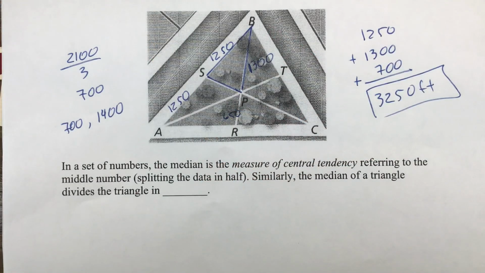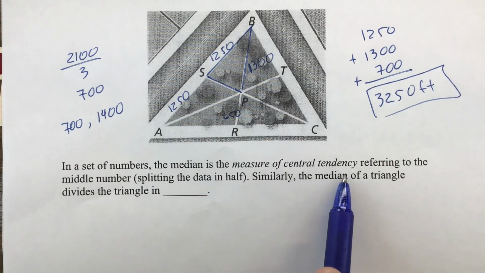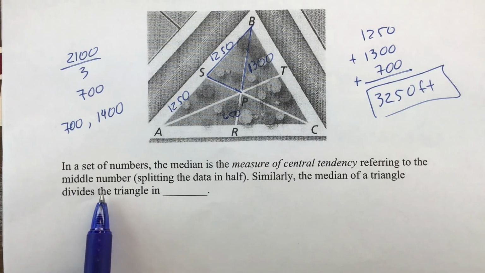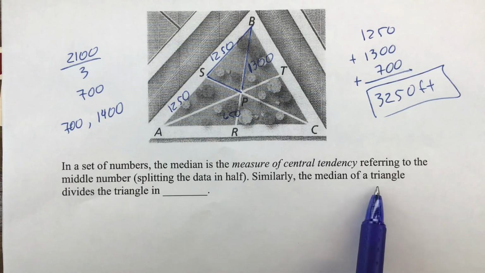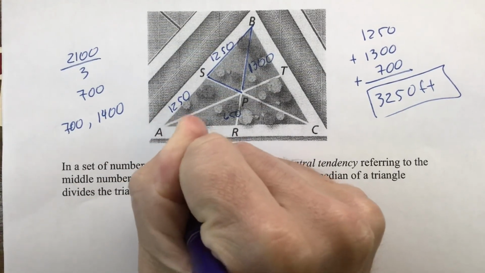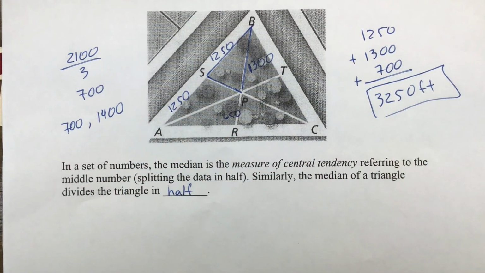Okay, so I actually had one more thing to share with you. In a set of numbers, the median is the measure of central tendency, referring to the middle number, which is splitting the data in half. So we have measures of central tendency, which would be the mean, the median, and the mode. The median is the one that has you list all the values in order, and then you grab the middle number. Similarly, the median of a triangle divides the triangle in half. It separates the mass in half, and that's how we're able to balance the triangle.